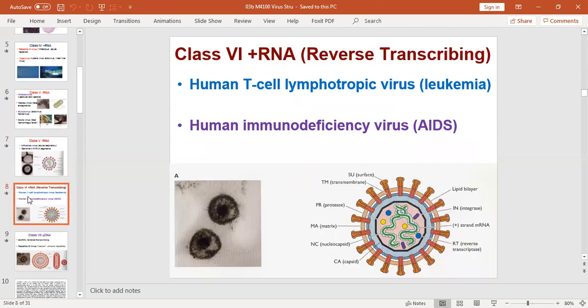Slide number 8, class 6, positive RNA viruses, or these are called RT viruses or reverse transcribing viruses. These are the viruses that their genome is single-stranded RNA virus, but they undergo reverse transcription and they will make a DNA copy out of the RNA genome. Viruses in this group contain human T cell lymphotropic virus, or HTLV, causes leukemia, or human immunodeficiency virus that causes AIDS.